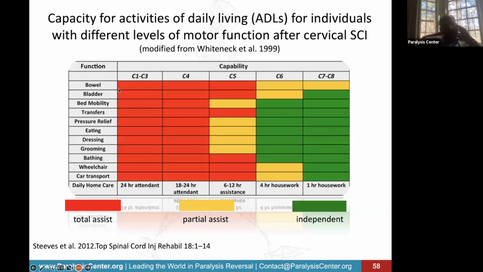Okay. And this is just an article by Steve's back in 2012 that talked about the kind of care folks require based on their cervical level of injury. So we know anybody C4 and above requires total assist 24 hours a day. When we get down to C5, he said, some of these things they can help with, like bed mobility and pressure relief and eating, dressing, and grooming, but everything else is total. But as soon as we got to the C6 level, there was all this independence. And once we got to 7, 8, that grew again. And we are able to make this transition in a lot of folks.